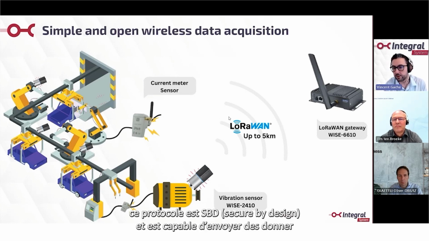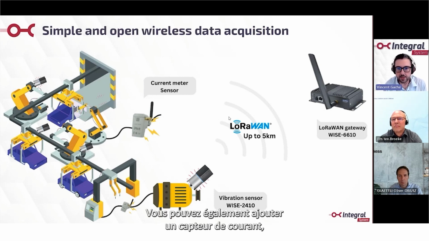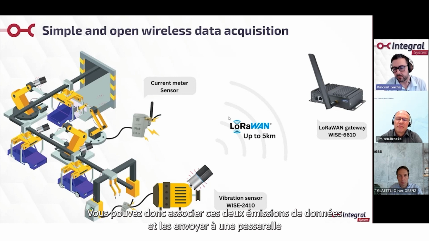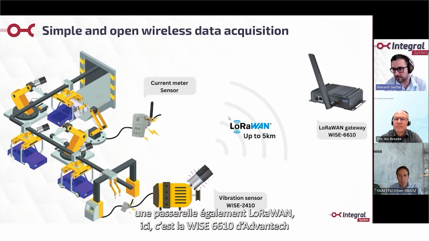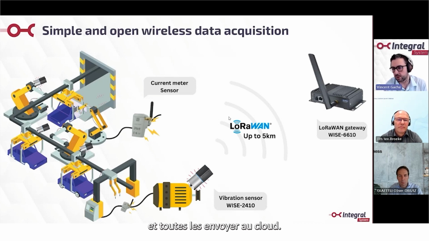This is a secured by design protocol, and it can also send data up to 5 kilometers, which is very convenient to cover a factory. Also, we added a current meter sensor, which is also fully autonomous and communicating through LoRaWAN. So if you combine those two data and send to a gateway, the LoRaWAN gateway, here it's the WISE6610 from Advantech. The gateway can extract the data from the sensor and send all those to the cloud.